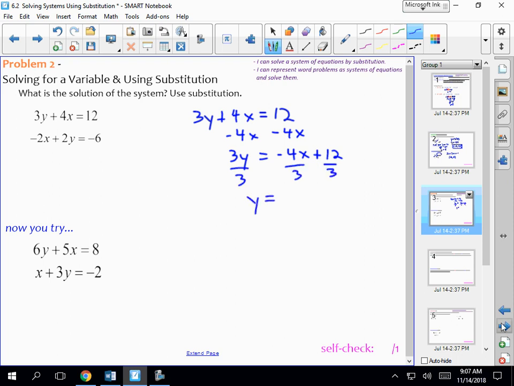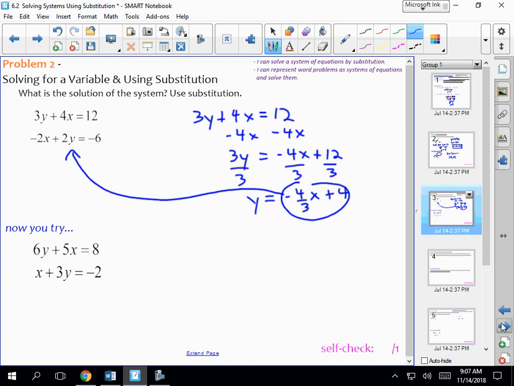And I get something in slope-intercept form. But if you'll notice, I do have a fractional slope out here. So if I were to take this and plug it in for y in the second equation, it's going to be a little more work than it will be if I take the second equation and solve it for y and plug it into the first.